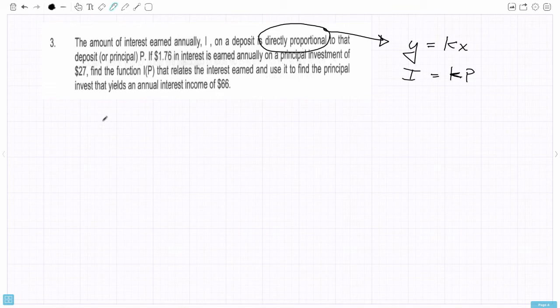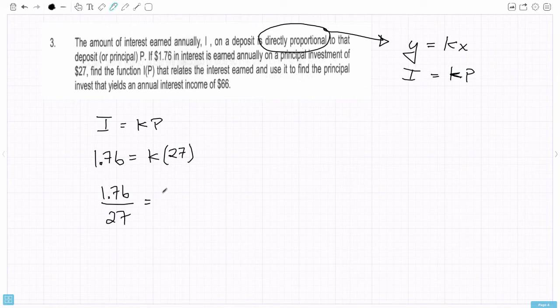So if we start with that, interest is directly proportional to the principal, and then we have some particular values in that relation, we can find the constant of proportionality, k. So we have $1.76 interest that is earned when the principal is 27. So $27 earns me $1.76 in interest. I can find the value of k: if I divide 1.76 by 27, I'll know that constant k. That constant k would be the same now for any principal and any corresponding interest.